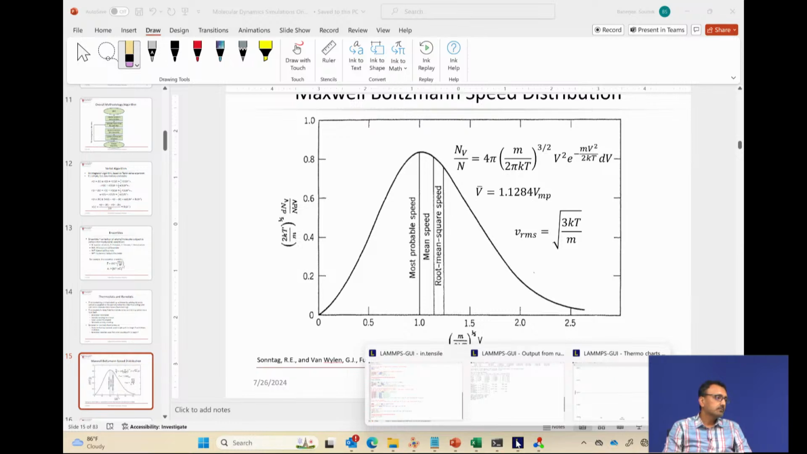So this is an adiabatic process. In this tensile testing, we are not supplying heat to the system. So it depends on what ensemble you have set it up with. If you have a microcanonical ensemble, that will be adiabatic.